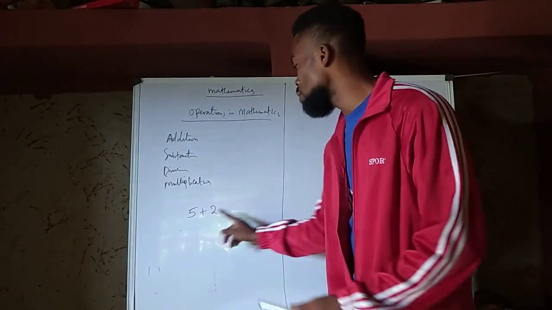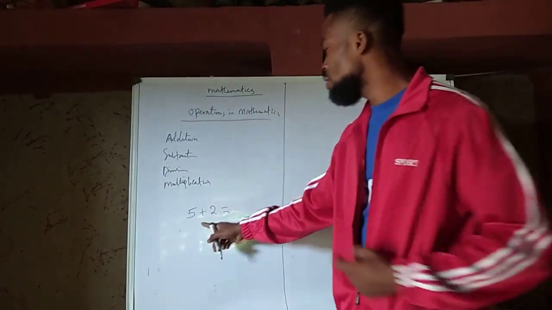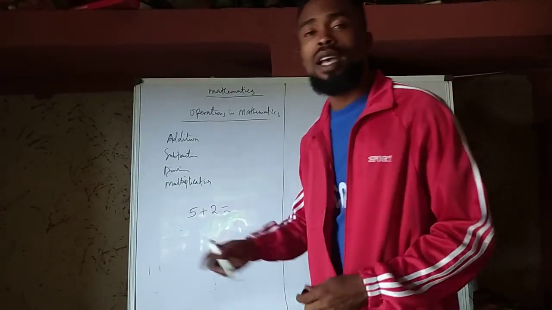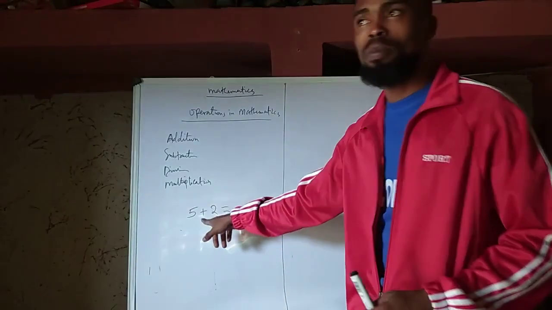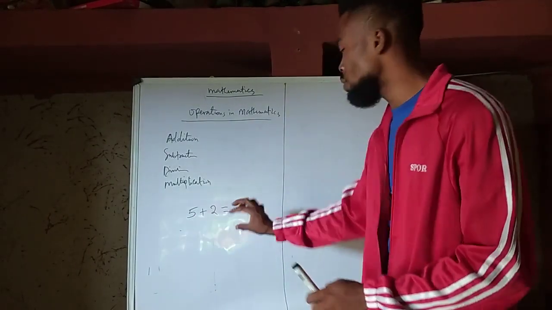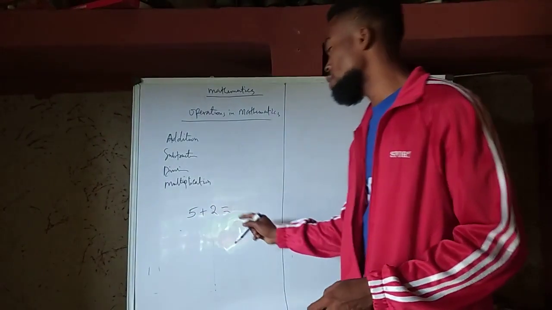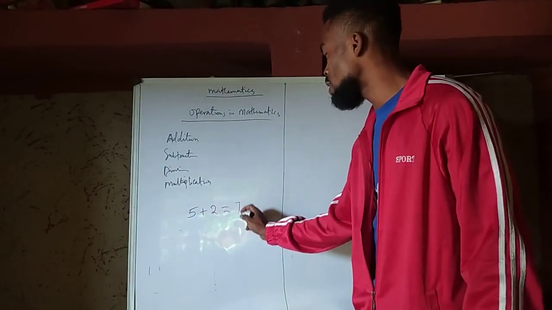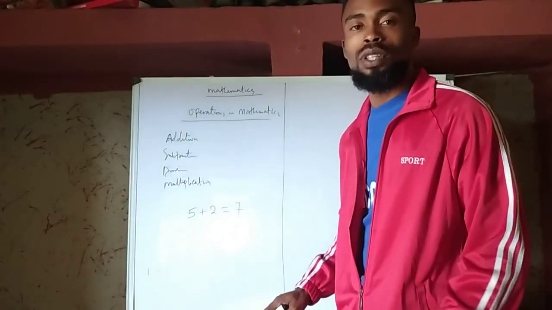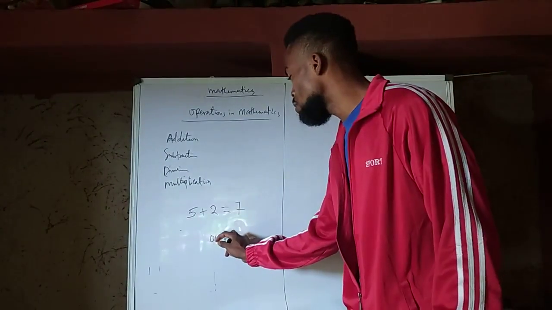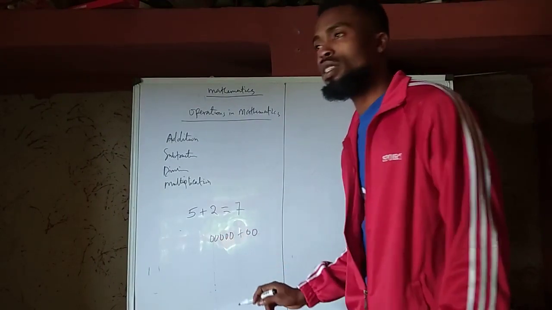So we have 5 plus 2. 5 is the number, and this plus sign here is called an operator. It's called the addition operator. It is telling us to add 2 to 5. So 5 plus 2 will now give us 7. How did we know that? Remember, we were talking about 5 oranges, right? So we have 1, 2, 3, 4, 5, and then plus another 2 oranges.